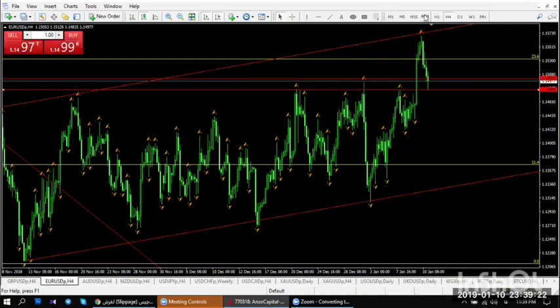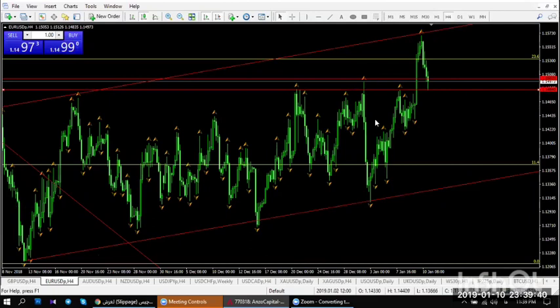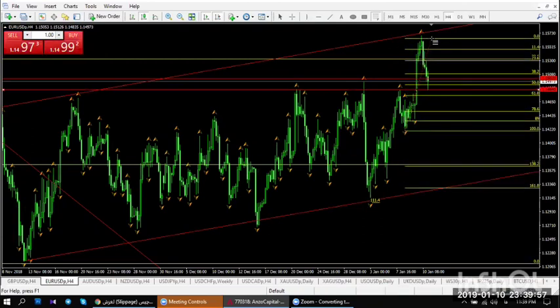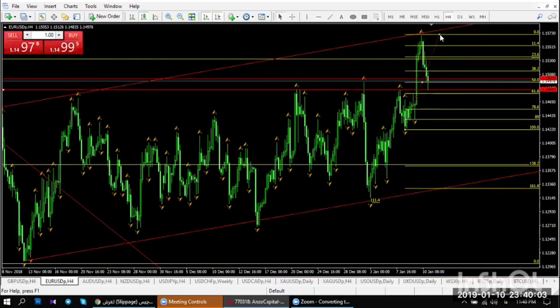Please move on to the 30 minutes time frame. Mr. Stanley, can you please draw a Fibonacci? Yes, that's a good idea. Please move on to the 4-hour time frame and draw a partial Fibonacci there. The partial Fibonacci? Good job.